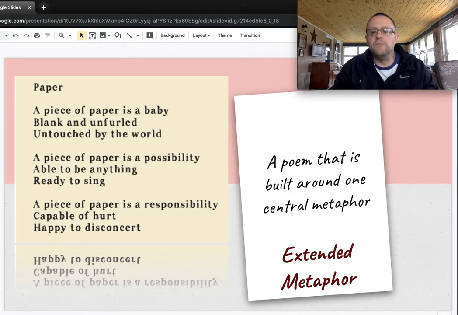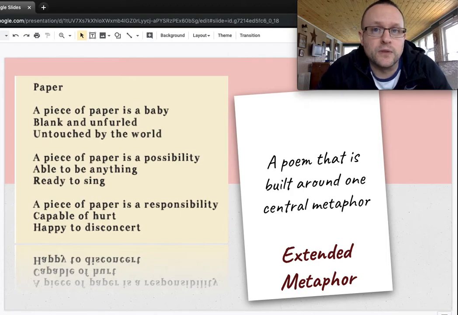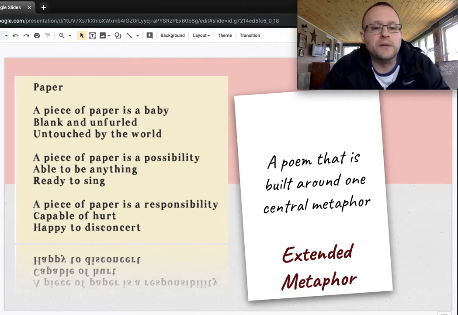All right, extended metaphor, and this is going to be when a poem is built around one central metaphor, and a lot of times the whole entire poem will be the metaphor. You also could have a stanza within a lengthier poem that ends up being built around a comparison. So the poem that we just had before with fog would work because you have fog being compared to a cat. Here we have a metaphor going on with the poem entitled Paper.